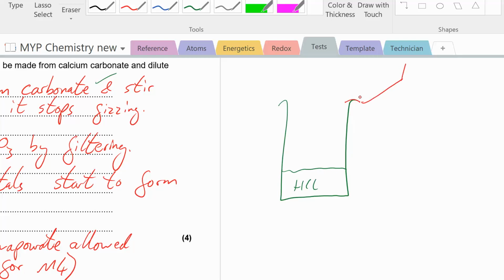here's my little weigh boat, lots of solid. This is a solid, or supposed to be a solid, but it usually comes in powdered form. And this is going to be your calcium carbonate. As it reacts, it's going to fizz and produce lots of little bubbles. Okay, until eventually all the HCl is reacted, and then you'll just get some of the solid left at the bottom. When you see that solid at the bottom, you know the acid has reacted, it's all gone.